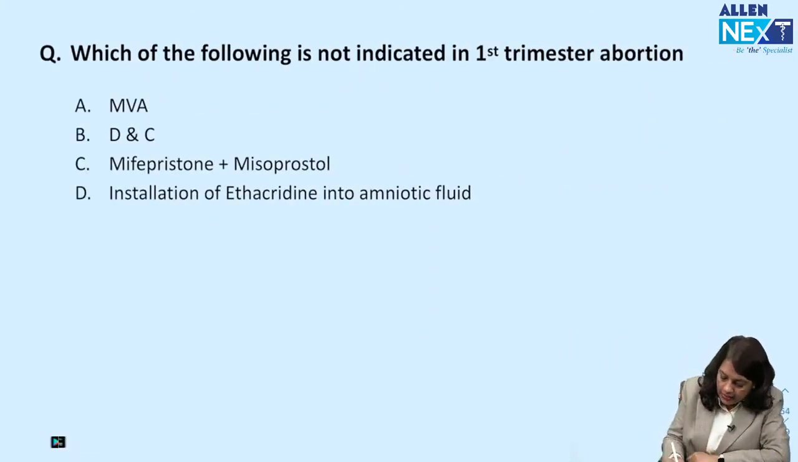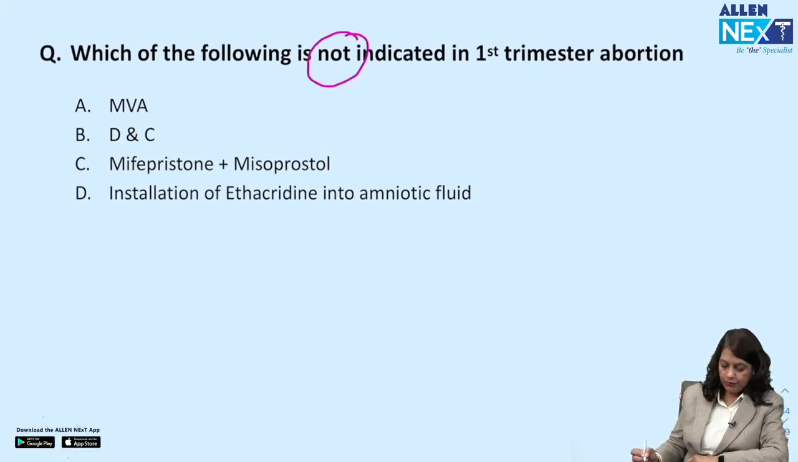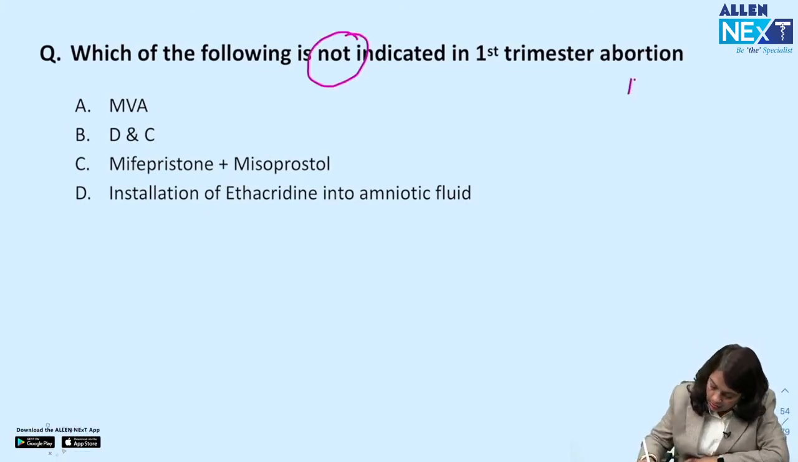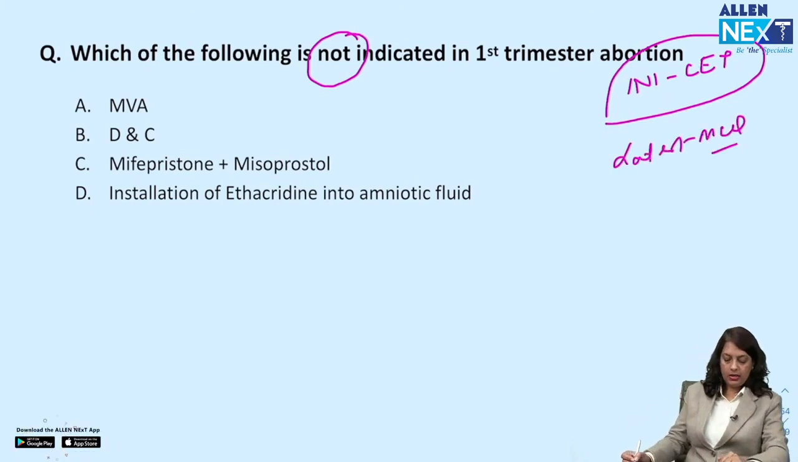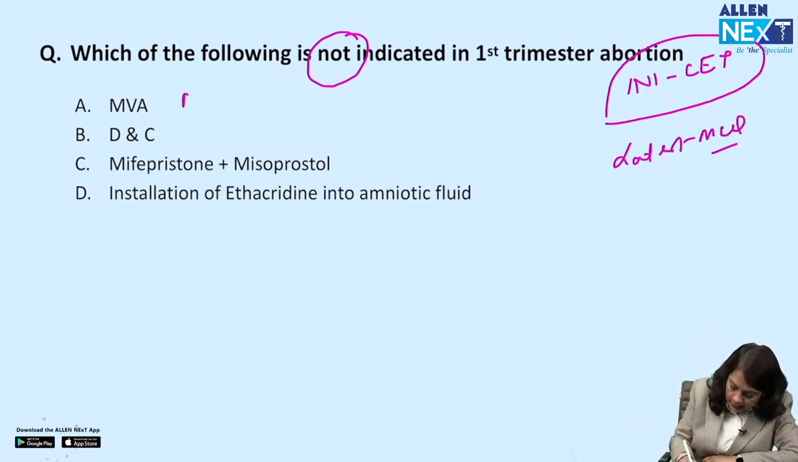Which of the following is not indicated in the first trimester abortion? This is INI CET exams latest MCQ. ठीक है, MVA, that is manual vacuum aspiration.